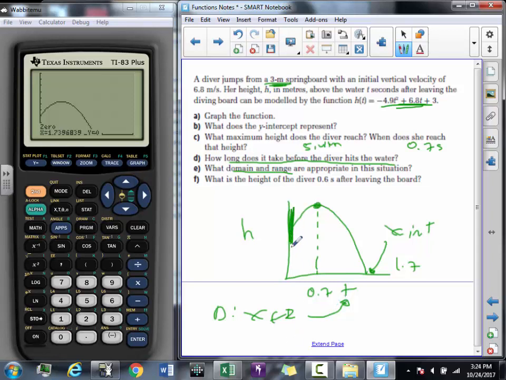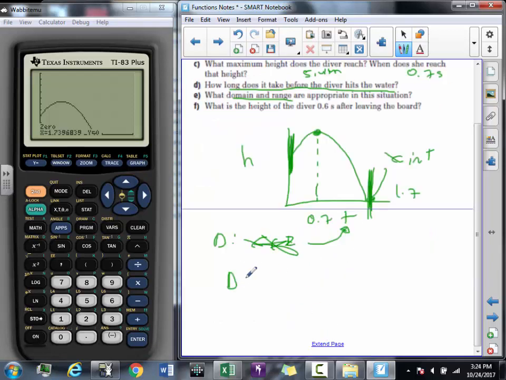I think I could start right here with a time of 0, and by the time they're done, they're finished at 1.7 seconds. So here's how I'd represent this. I would actually say that your domain is such that x is greater or equal to 0, but less than or equal to 1.7. I'm basically saying that the domain has to be between 0 but no more than 1.7, because what happens at 1.7? She hits the water. Does that make sense?